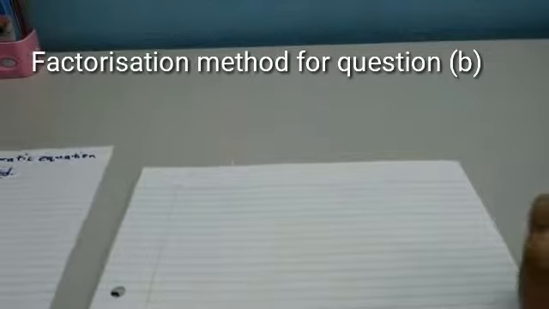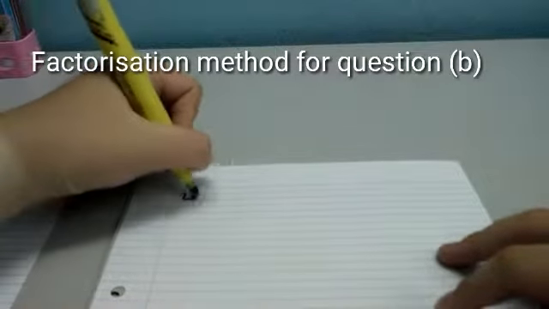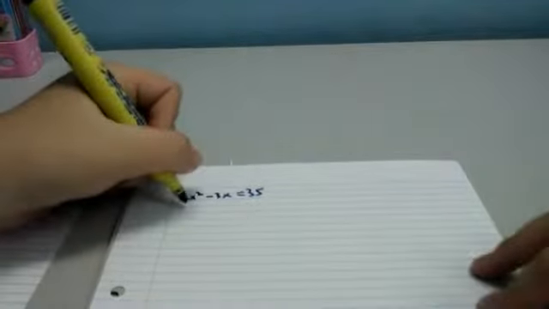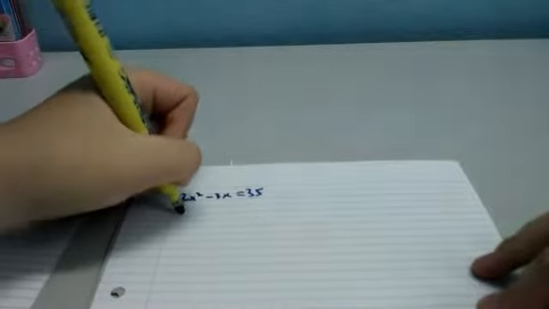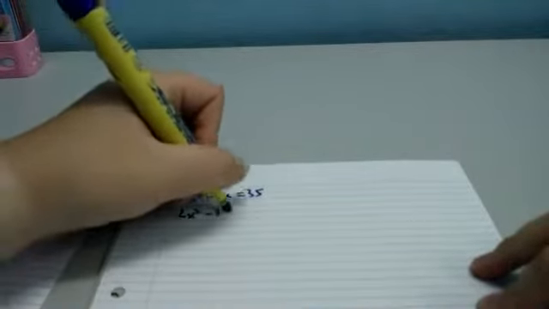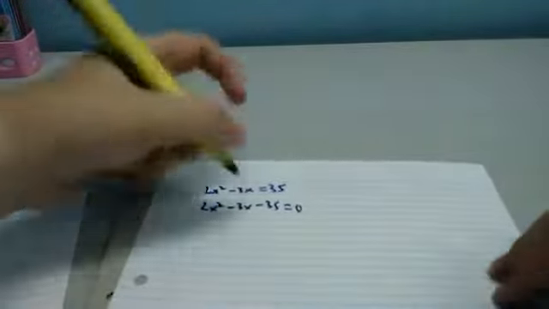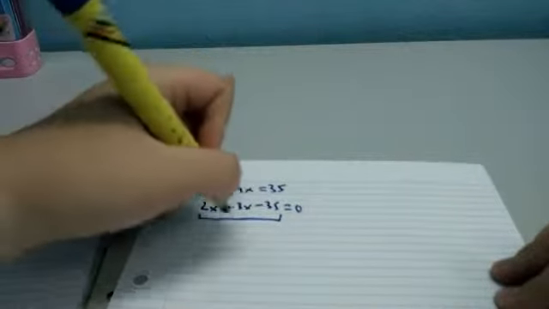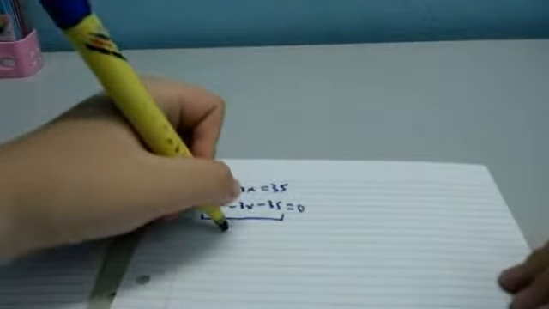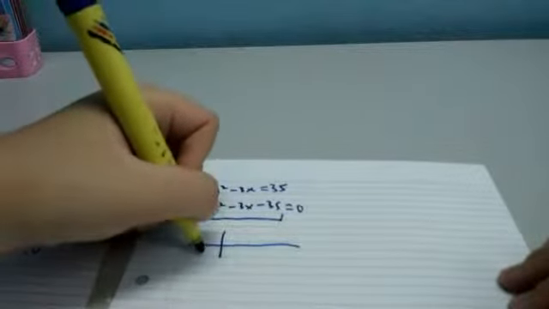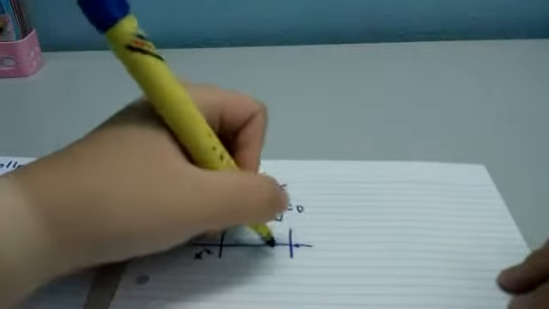Let's solve question number 2. So 2x squared minus 3x is equal to 35. The first step for this factorization method is to make this equation in its general form. So 2x squared minus 3x minus 35 is equal to 0. And then we factorize this whole quadratic expression. To factorize it, we use the cross multiplication method.